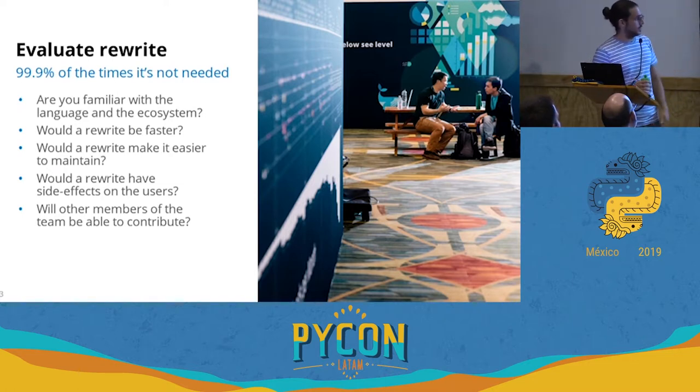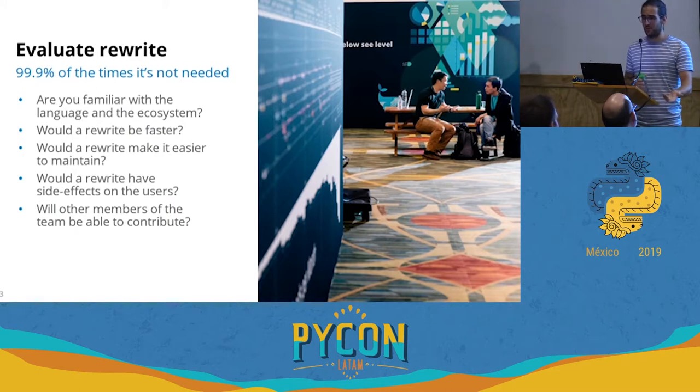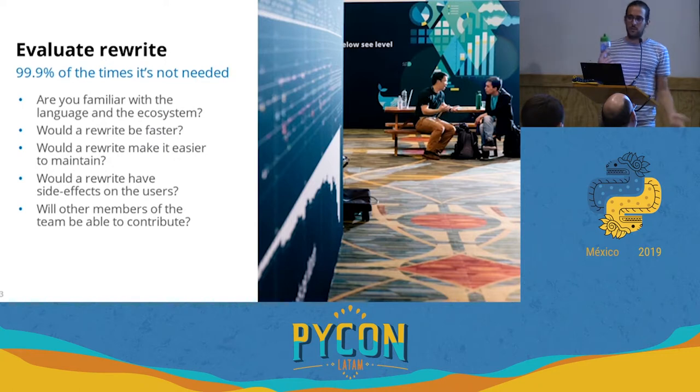Will other members of the team be able to contribute? If someone gives you Ruby and you rewrite it in Python, and the rest of the team only knows Ruby and you're the only Python person, you probably should have learned Ruby. Because then you're the only one who's going to maintain that code. Everyone is just going to look at you. For every bug, they're going to assign it to you, and you're responsible for everything. And you don't want to be that guy.